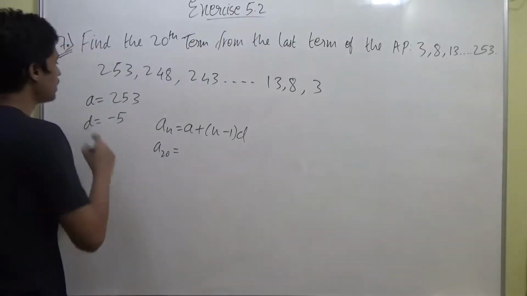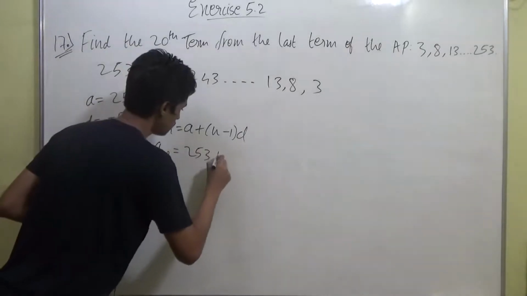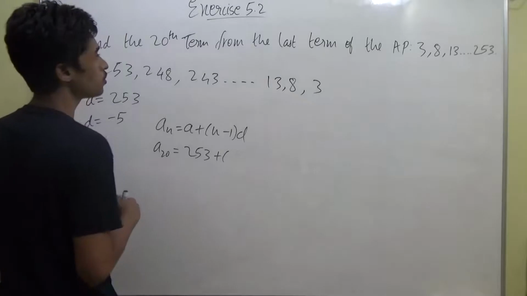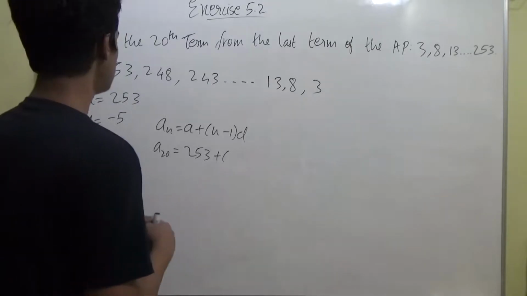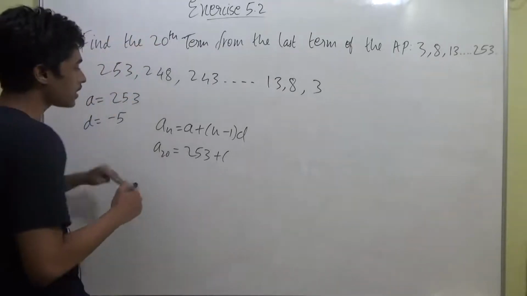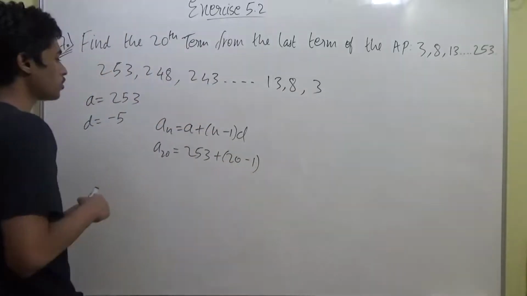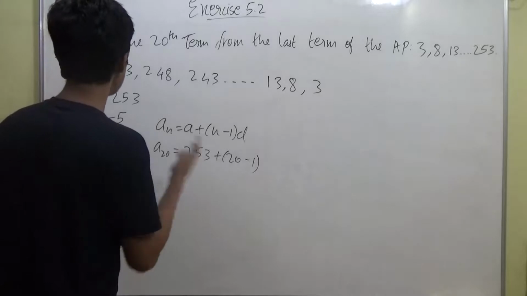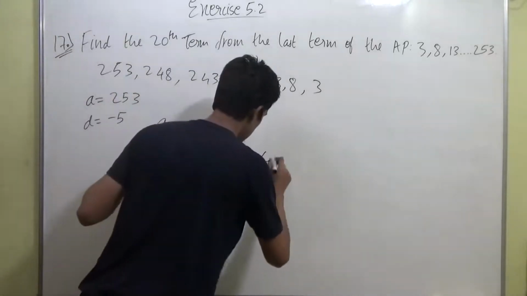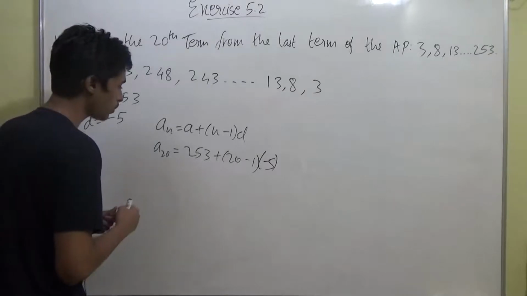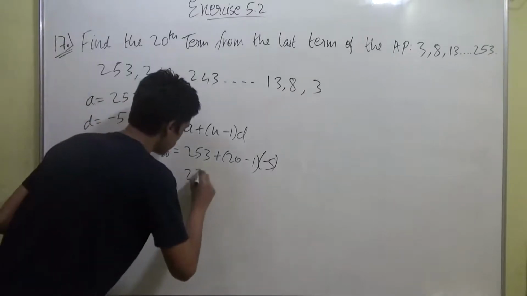What is a? Here a is 253, plus n minus 1. Okay, sorry, we have to find the value of the 20th term, so n is equal to 20, minus 1, into d. What is d here? d is minus 5. So after solving this, you'll be able to get the value of a_20, that is the 20th term. So let's solve it.